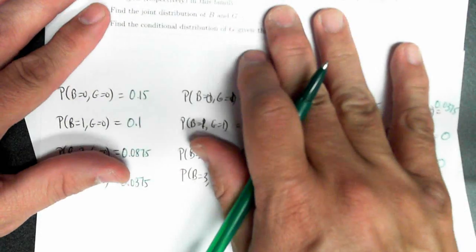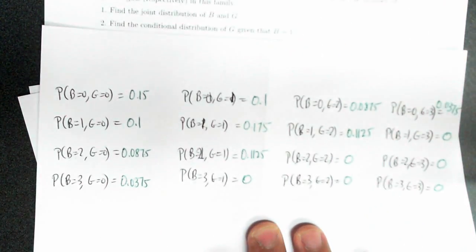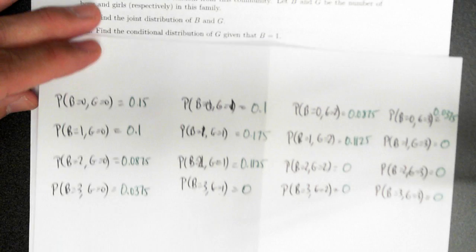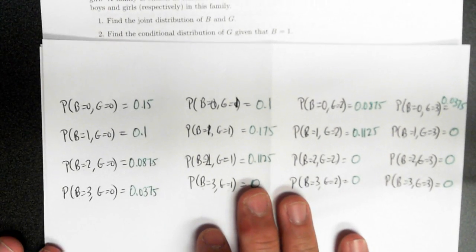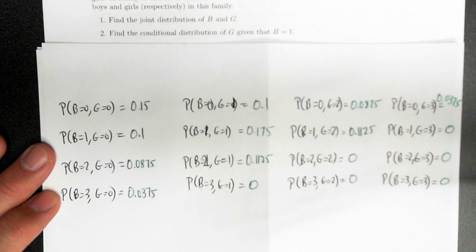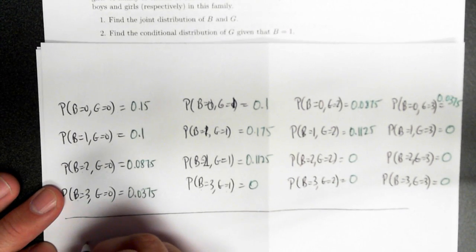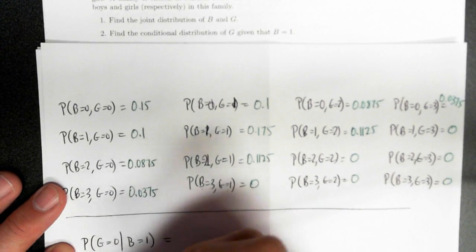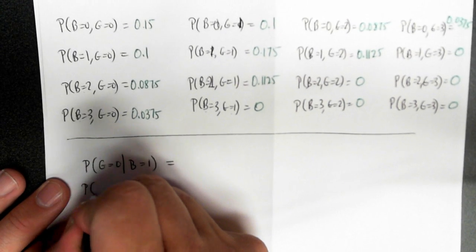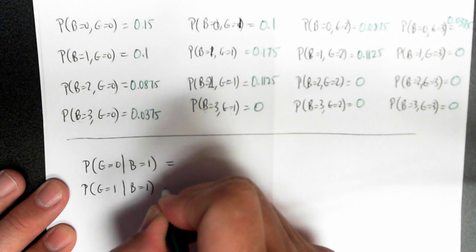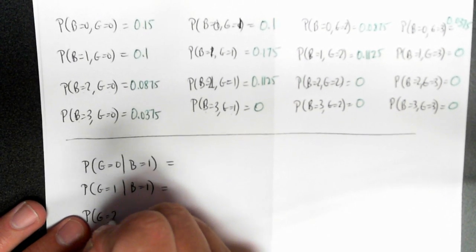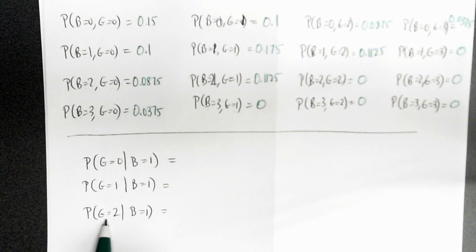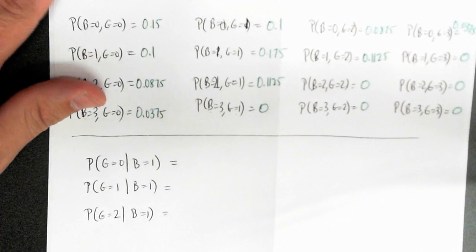Okay, problem number 2. Find the conditional distribution of G given that B is equal to 1. So that means, in other words, we need to figure out the probability that G equals 0 given that B equals 1. We need to figure out the probability that G equals 1 given that B equals 1. And we also need to figure out the probability that G equals 2 given that B equals 1. And I'm not going to include the 3 case because if there's 1 boy, then there cannot possibly be 3 girls in the assumption of this problem.